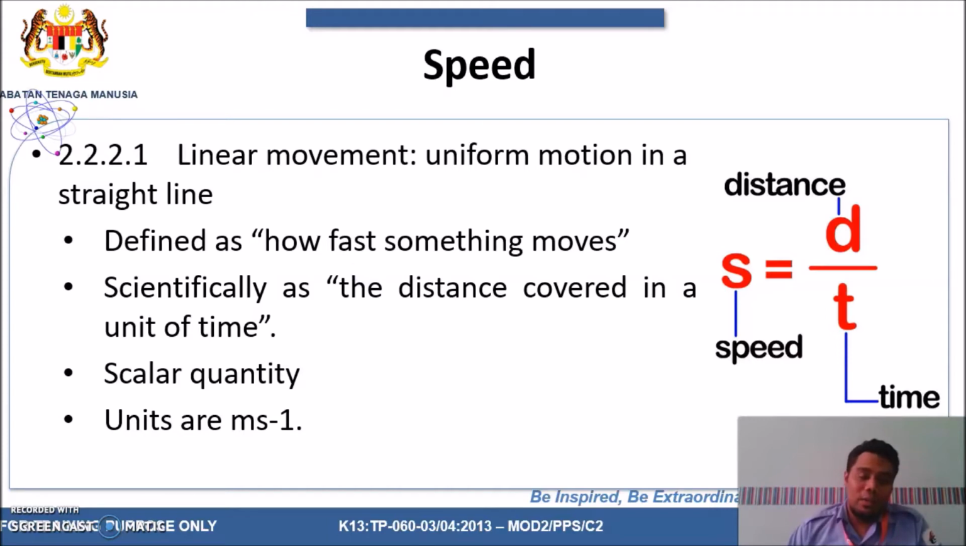Okay, what about speed? Another quantity, the third quantity of physics, is speed. Apa itu speed? Speed defined as how fast something moves, scientifically as a distance cover in a unit of time. Berapakah jarak yang di cover dalam per unit masa. It's a scalar quantity because dia hanya ada magnitude, dia tak ada direction. Unit in ms^-1. Speed in formula is equal to distance over time. It's a scalar quantity.